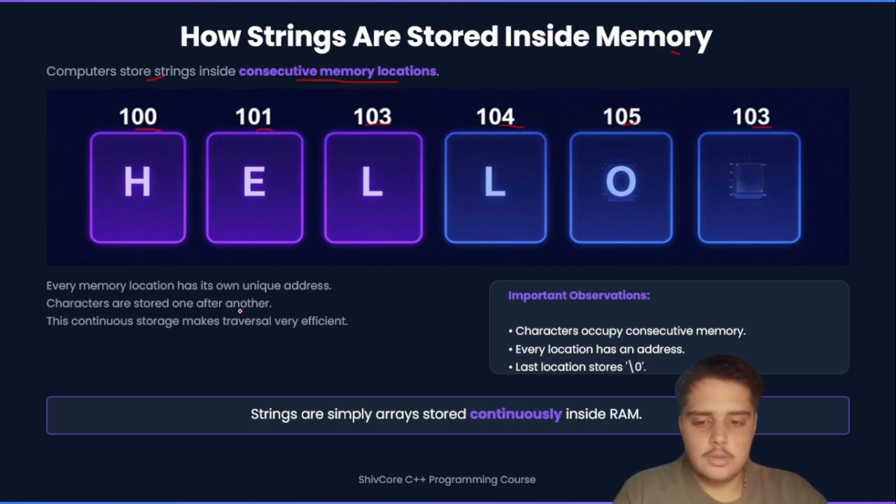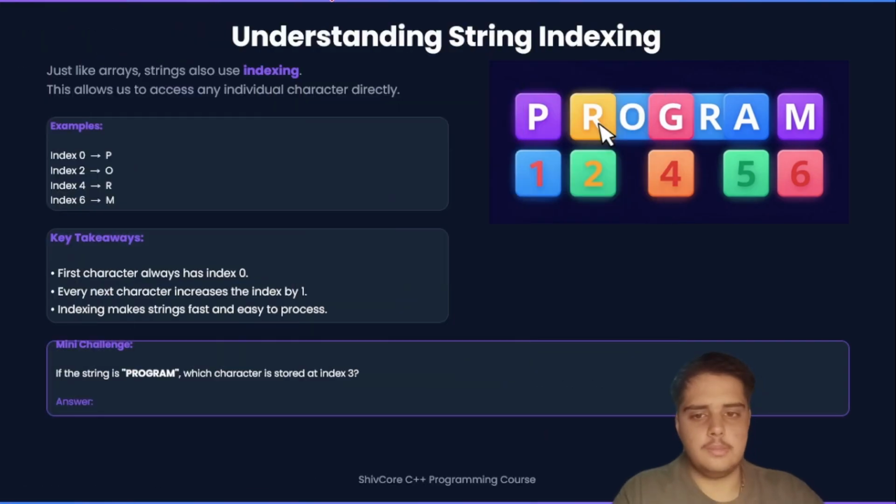Characters are stored one after another. This continuous storage makes traversal very efficient. Important observations: characters occupy consecutive memory, every location has an address, and the last location stores null. So strings are simply arrays stored continuously inside RAM.